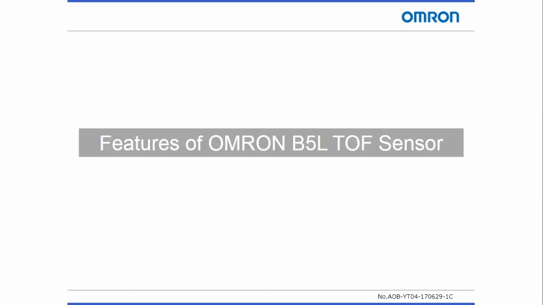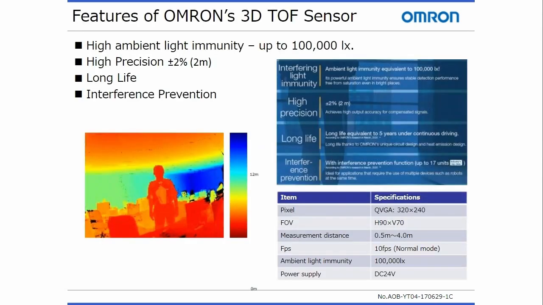Now I'd like to discuss some of the features of OMRON's B5L Time-of-Flight Sensor module. The B5L sensor has many features and advantages compared to other 3D vision sensors on the market, including high light immunity up to 100,000 lux, high precision at plus or minus 2% at 2 meters, a long life equivalent to 5 years under continuous use, and interference prevention function for up to 17 units simultaneously.